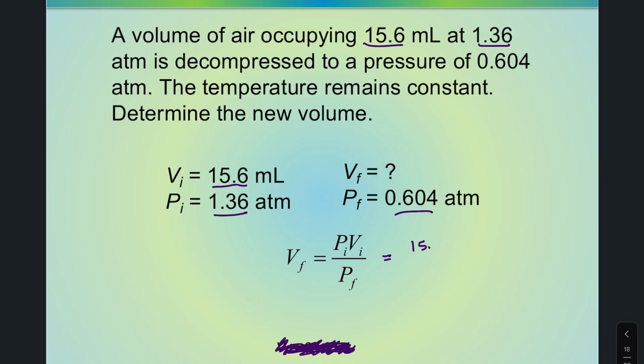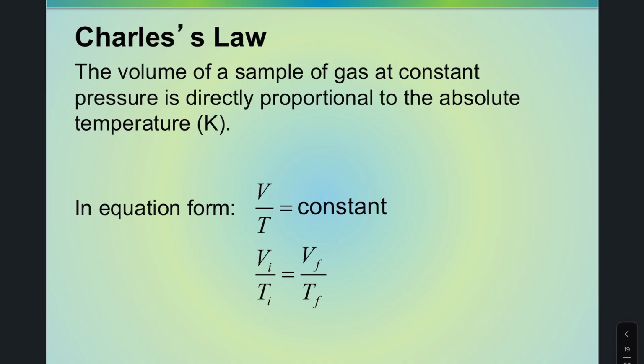We have 15.6 times 1.36 for our volume and then our pressure. Doesn't matter what order you put them in, it's a multiplication. And 0.604 for our final pressure. We do this math and we end up with our answer of 35.1 milliliters. 35.1 milliliters. Okay, let's keep going.